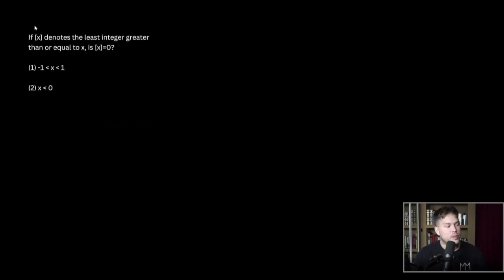If x in these brackets denotes the least integer greater than or equal to x, is x in brackets equal to 0? Okay, this is one of those problems that gives you a unique symbol. So what does statement 1 tell us? It says x is between -1 and 1. So some possibilities for x could include -1/2, or x could be +1/2. Again, x in brackets denotes the least integer greater than or equal to x.